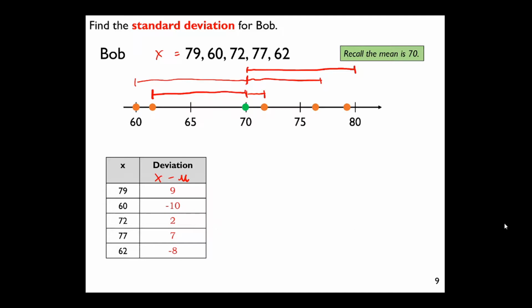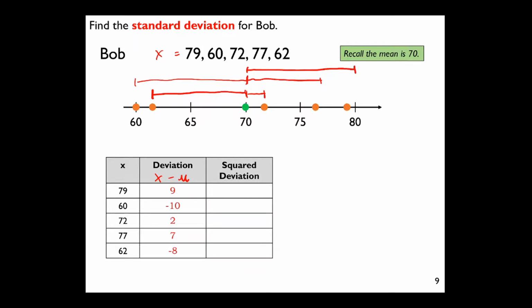So statisticians realized that, and they said, well, let's get rid of the negatives by squaring. So the third column is the square deviation. All we're going to do in that column is take the deviations here and square them. So for example, we're going to go 9 squared, negative 10 squared, 2 squared, 7 squared, negative 8 squared. If we work those out, 9 squared is 9 times 9. That's going to be 81.